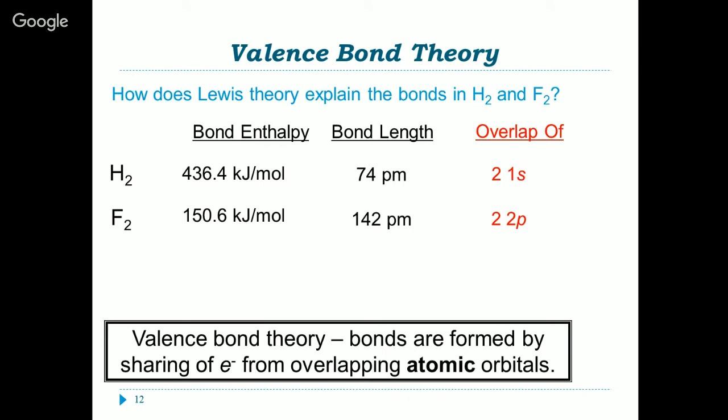So valence bond theory comes from the idea that bonds are formed from sharing electrons from overlapping atomic orbitals. So we talked about s, p, d orbitals. If we imagine those orbitals just overlapping, they're sharing some space, which then means if they're sharing the same space, then the electrons can also share the same space, therefore forming a bond.